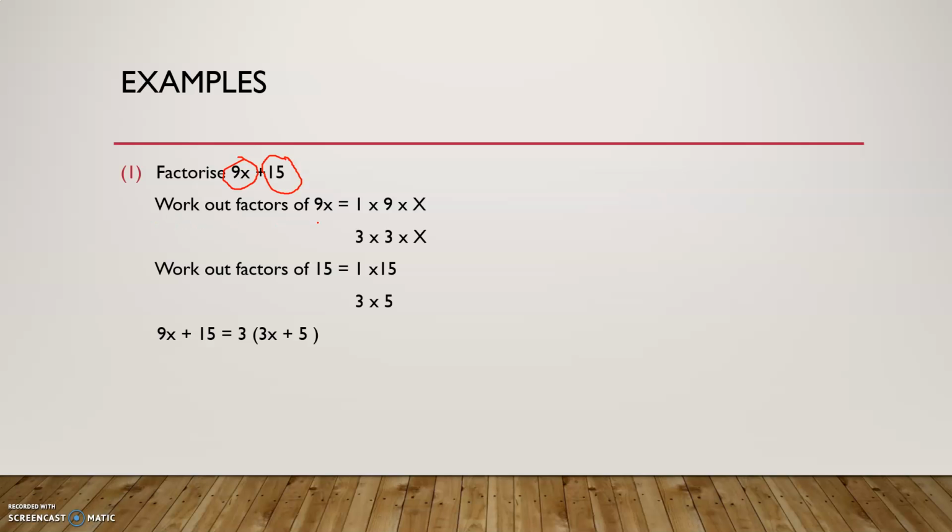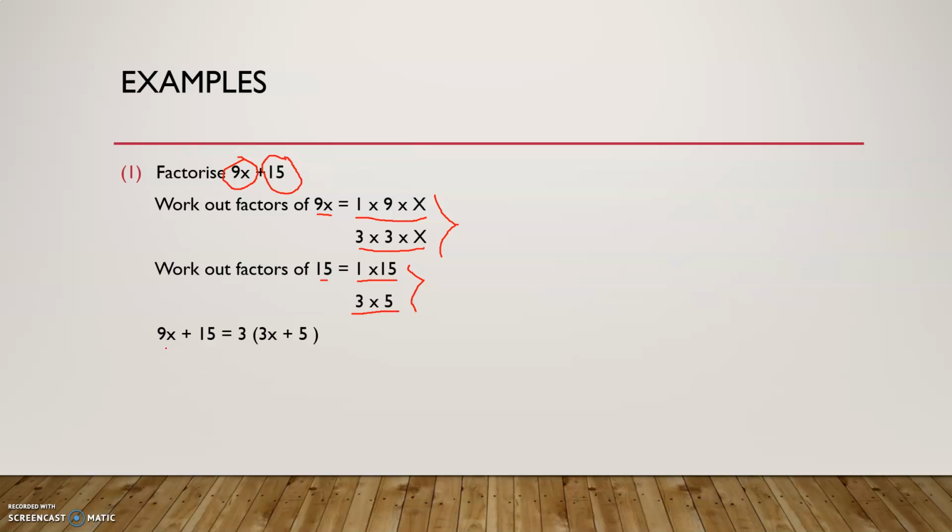Here it says work out factors of 9x, so we will have 1 times 9 times x. 1 goes 9 times into 9 and then you go x, so that's one possible factor. The other factor would be 3 times 3 times x. So these are only two factors for 9x. Factors of 15 would be 1 times 15, 1 goes 15 times. Then 3 goes 5 times, 3 times 5 is 15. So these are the only two possible factors.